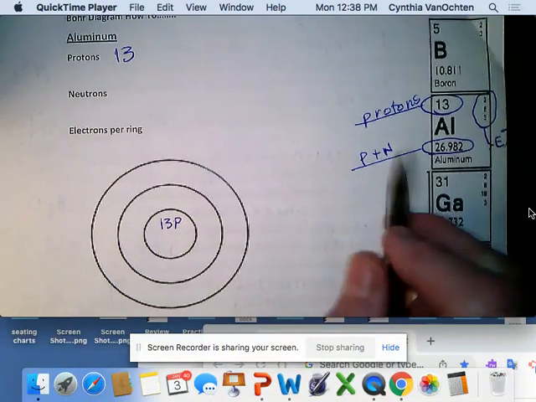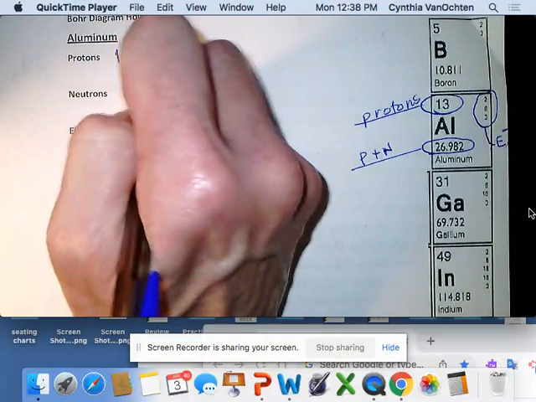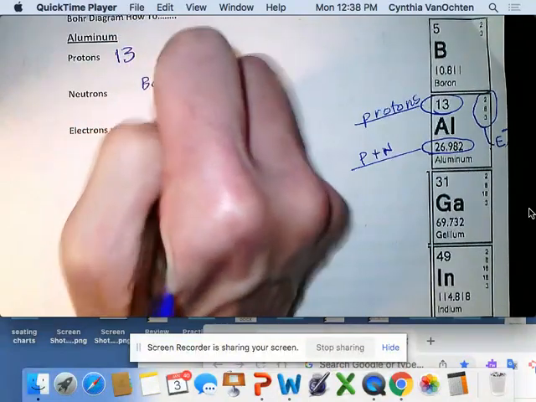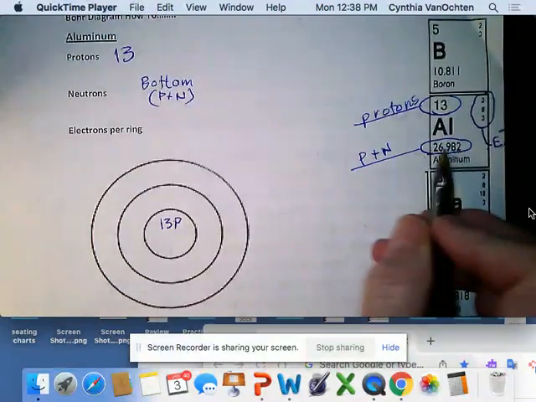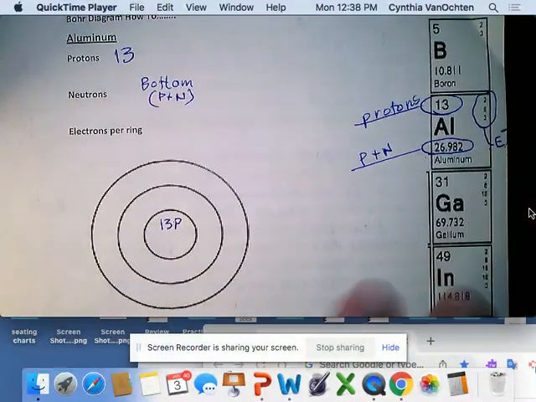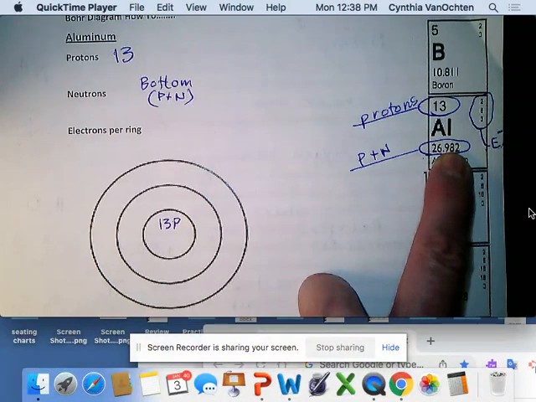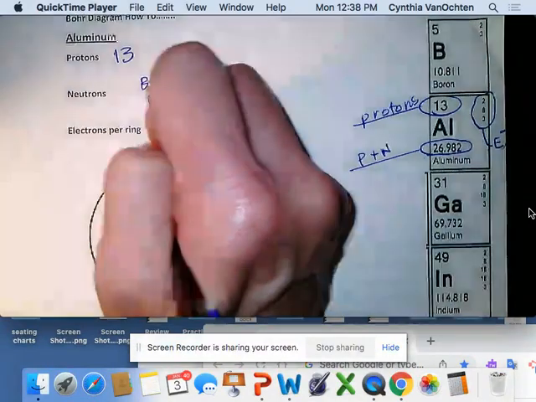You take the bottom number, which is the protons plus the neutrons. It's this one right here. You have to round it. So remember, if the number to the right of the decimal point is 5 or above, you round up. If it's less than 5, you leave it alone. So 26.9 would be 27.